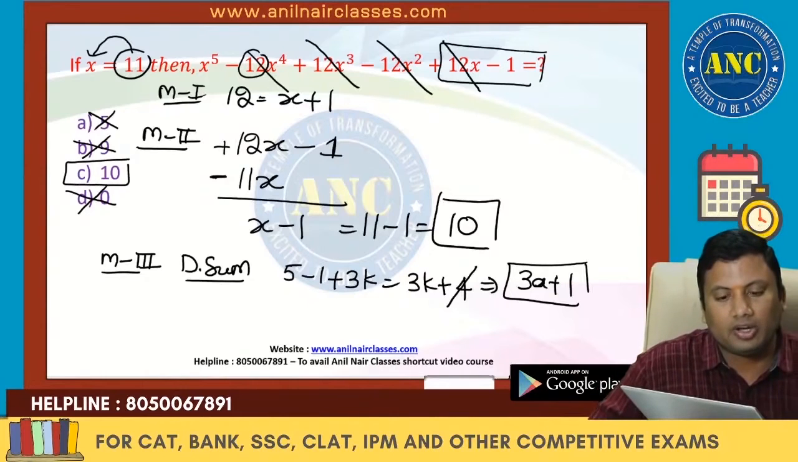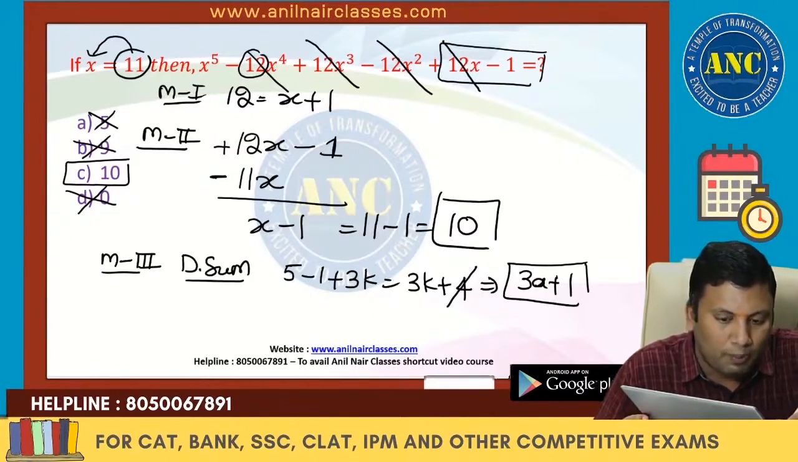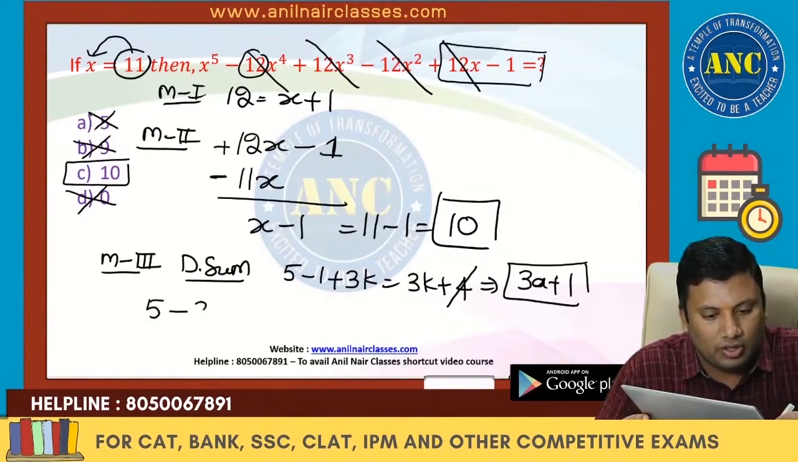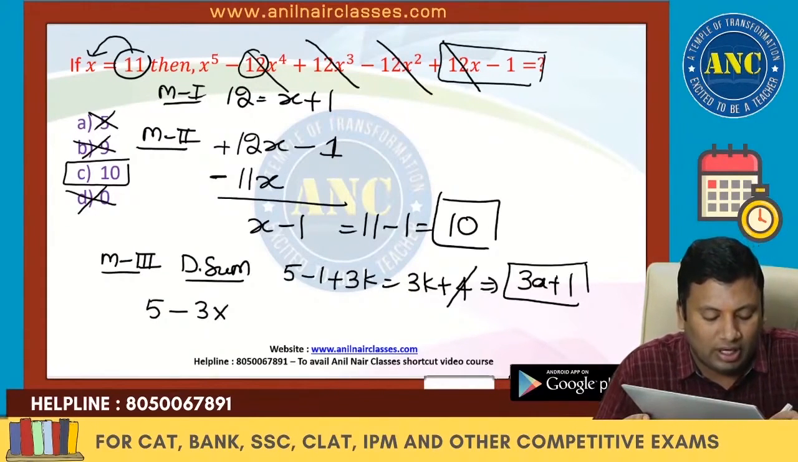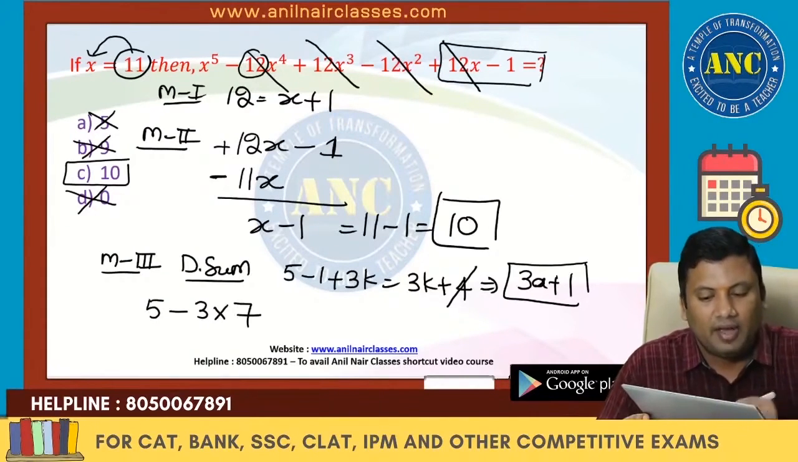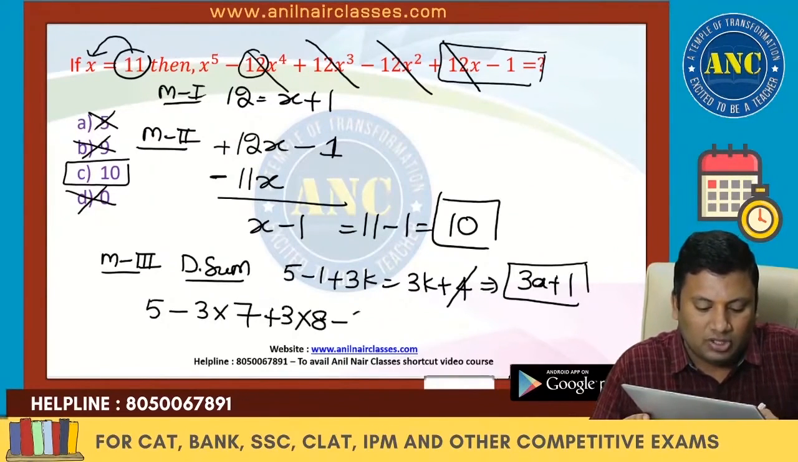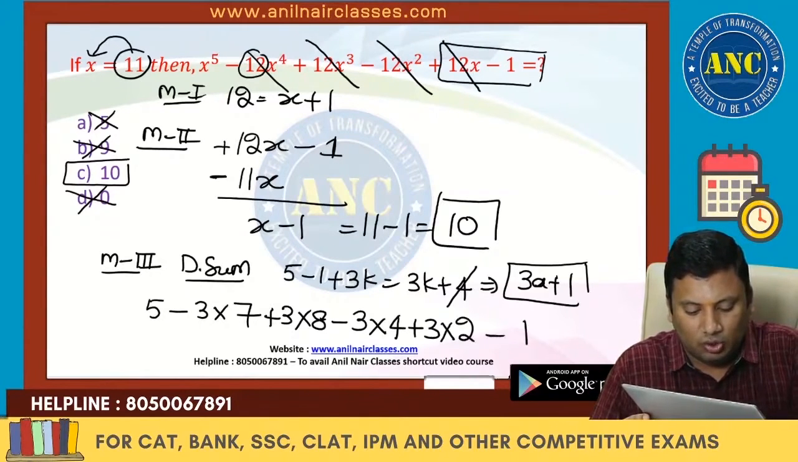Unnecessarily you don't need to do the digital sum in full; it's a time waster for you. 11 is 2. 2 power 5 is 32. 3 plus 2 is 5. 1 plus 2 is 3. Again 1 plus 1 is 2. 2 power 4 is 16, 1 plus 6 is 7. Plus 1 plus 2 is 3, 2 cube is 8, 1 plus 2 is 3, 2 square is 4, 1 plus 2 is 3, and 1 plus 1 is nothing but 2, minus 1.